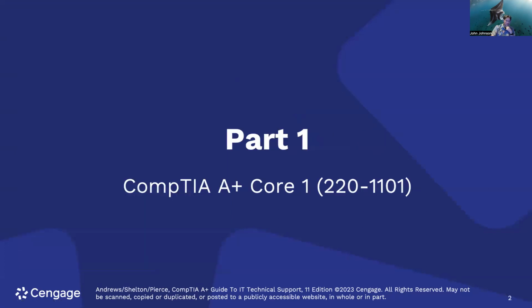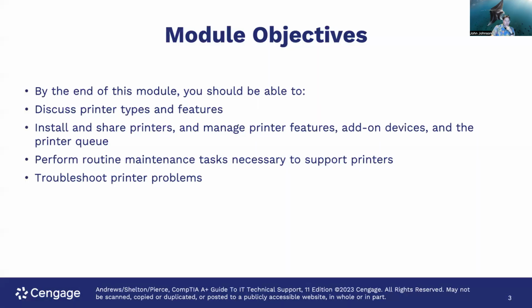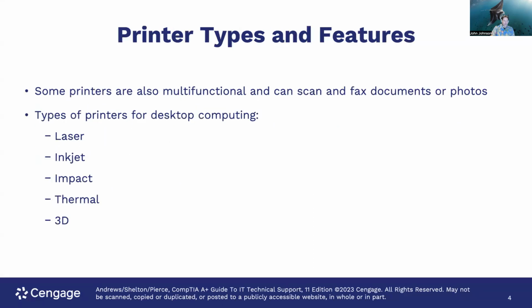So this is going to be part of CompTIA A+ Core 1 220-1101. By the end of this module, you'll be able to discuss printer types and features, install and share printers, and manage printer features, add-on devices, and the printer queue. Perform routine maintenance tasks necessary to support printers and troubleshoot printer problems.